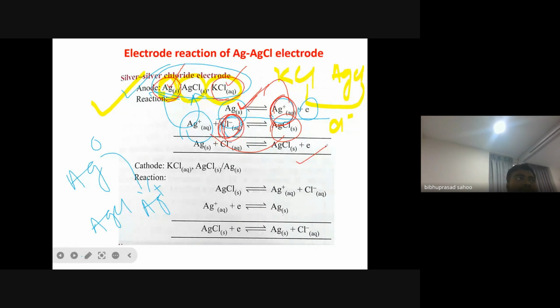Then cathode. When the same electrode becomes cathode, this is the representation KCl, AgCl, Ag. That means the oxidation state of Ag in AgCl is Ag plus, and the oxidation state of Ag solid is 0. That means plus to 0 means accepting electron. So here electron is accepted, becomes a reactant. Here electron is released, becomes a product. So here it is oxidation, here it is reduction.